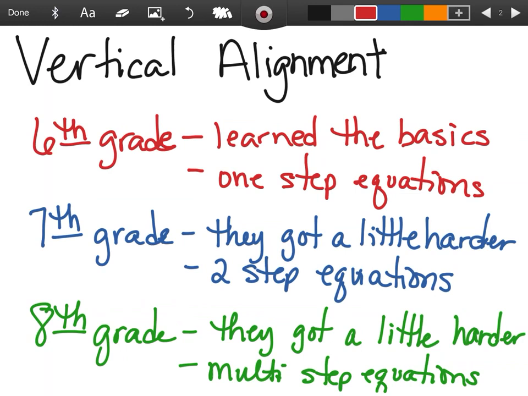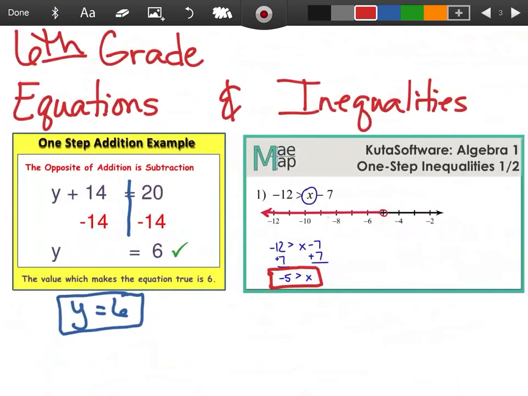So, for example, in 6th grade, you learned the basics, okay? For equations and inequalities, you learned how to solve one-step equations. Then in 7th grade, it got a little harder and you did two-step equations. In 8th grade, it got a little harder and you did multi-step equations, two-step equations, some more. Okay, so let's look at what these looked like to give you a little bit of a refresher.